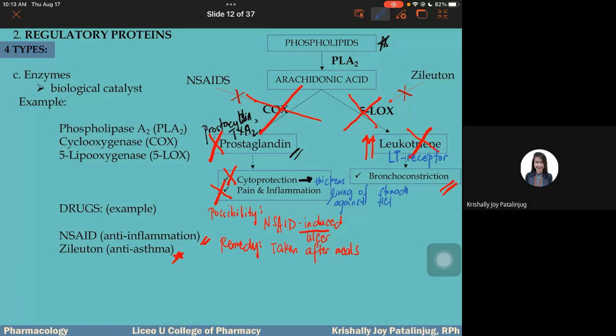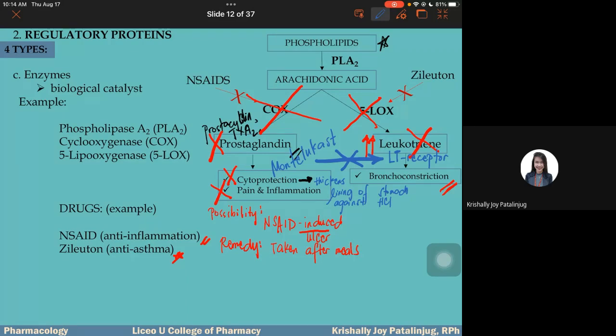Now we have drugs that also target the LT receptor or leukotriene receptor. Are you familiar with montelukast? Okay, montelukast is also classified as an anti-asthma drug.